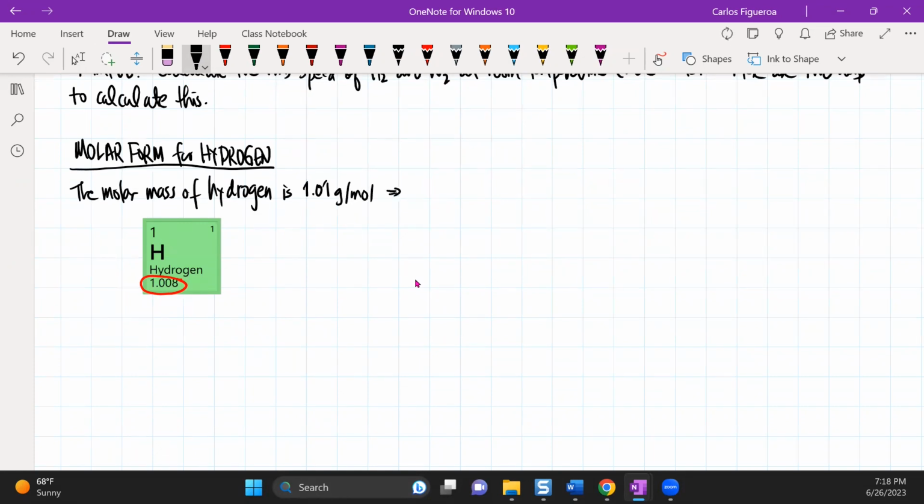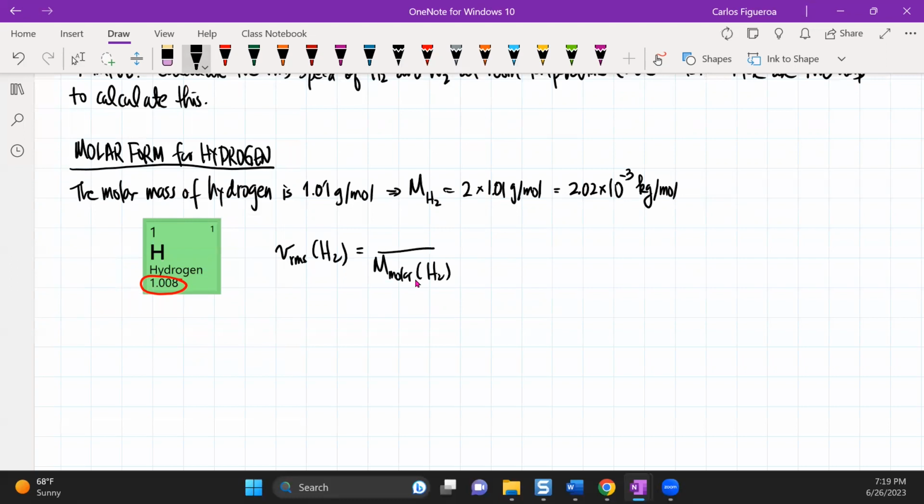That immediately tells me that the molar mass of H2 has to be 2 of these grams per mole. If I convert that into kilograms, then this is going to be 2.02 times 10 to the minus 3 kilograms per mole. That's our molar mass. So now if I go calculate the RMS of hydrogen 2, then it has to be the square root of 3RT divided by the molar mass of hydrogen 2.